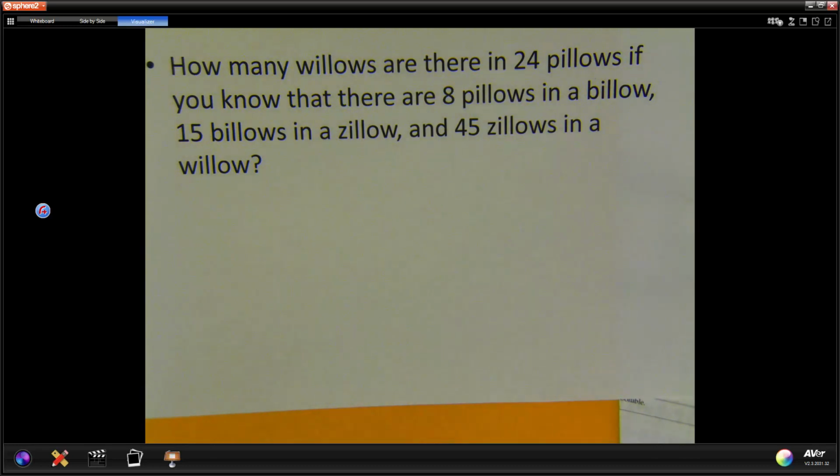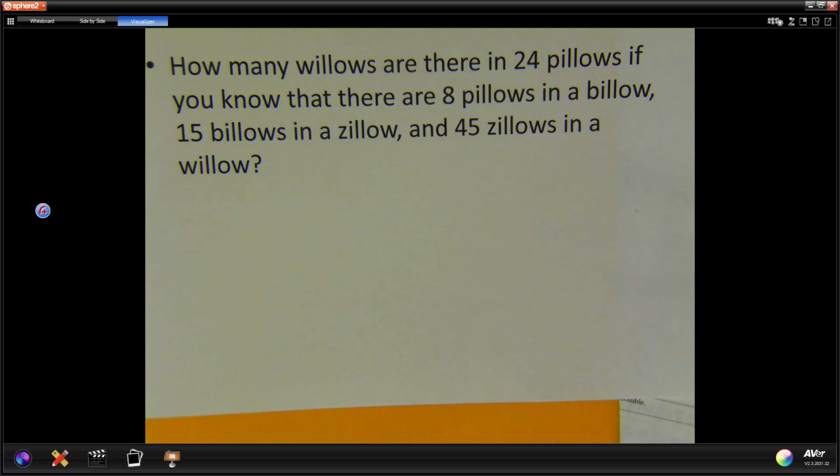Okay, so let's go ahead and read the question. How many willows are there in 24 pillows if you know that there are 8 pillows in a billow, 15 billows in a zillow, and 45 zillows in a willow? Now, obviously, this doesn't make any sense. This doesn't mean anything. The purpose for this question is if you ever get to the point where you are asked to solve a math problem in this class where you don't think it means anything, you don't understand the meaning of the units, you are able to do that because you know the process.